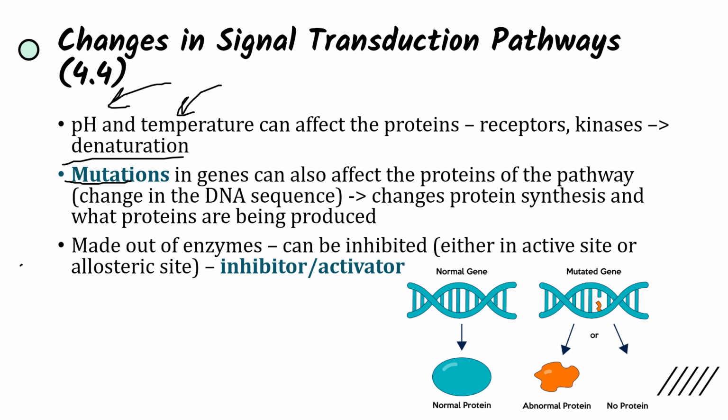Lastly, a lot of components of the signal transduction pathway, like the kinases we looked at in the phosphorylation cascade, are enzymes. And enzymes can be inhibited or activated through the active site or the allosteric site, through competitive or non-competitive inhibition that we talked about in Unit 3. So not only can the gene expression be altered, but also the metabolic processes of these enzymes can be altered, which can all affect the signal transduction pathway.